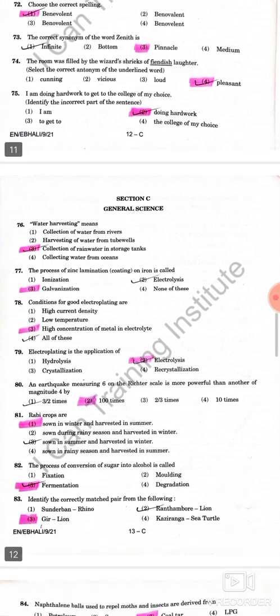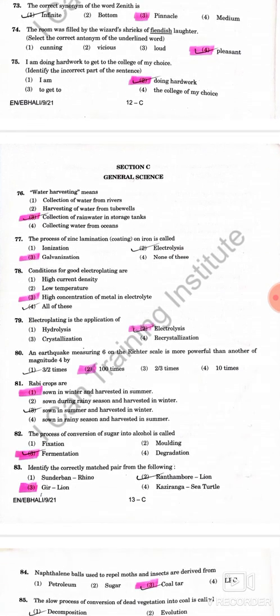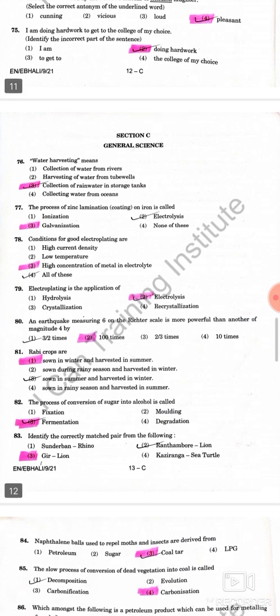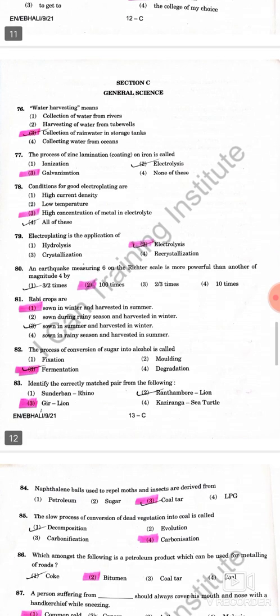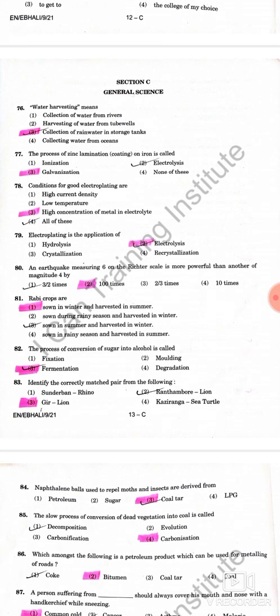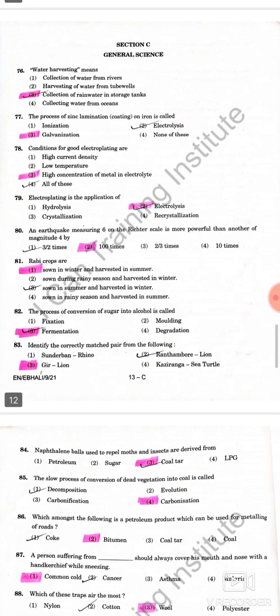Let's move to section C. It's general science. Question number 76. Water harvesting means, and the answer is option number 3. Question number 77. The process of zinc coating on iron is called, and the answer is option number 3. Question number 78. Conditions for good electroplating are, and the answer is option number 3.